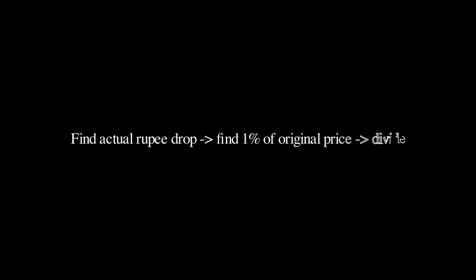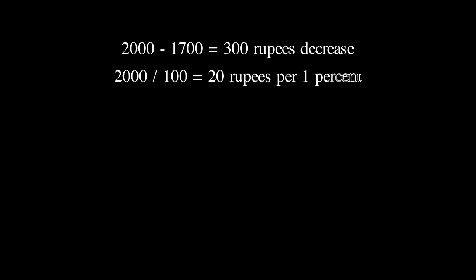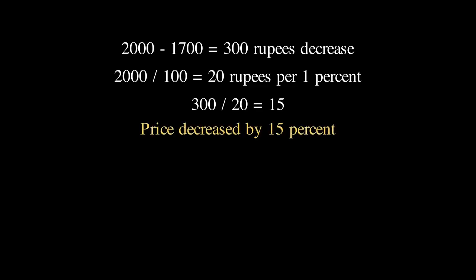Same idea as the price rise scenario, but now the price is falling. Find the actual rupee drop, then see how many 1% shares of the original price that drop equals. The actual drop in rupees is 2,000 minus 1,700, which is 300 rupees. 1% of the original 2,000 rupees is 2,000 divided by 100, which is 20 rupees. Dividing the 300 rupee drop by 20 rupees gives us 15. So the jacket's price has decreased by 15%.